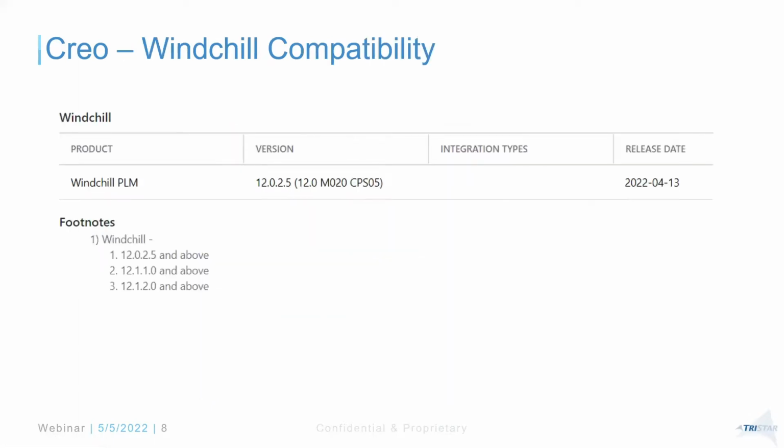As always, many of you may be using Windchill to manage your files, so we encourage you to always go to the PTC site and look at the compatibility chart. I pulled it up this morning and it says Windchill 12.0.2.5 is the compatible version. They also say 11.1.0, 11.2.0 and above are compatible with Creo 9.